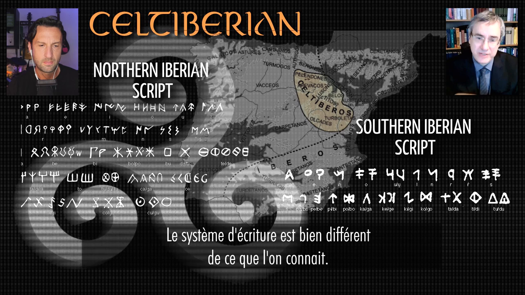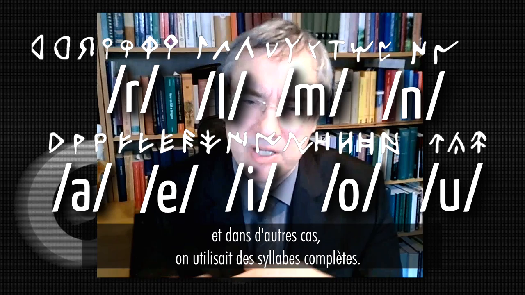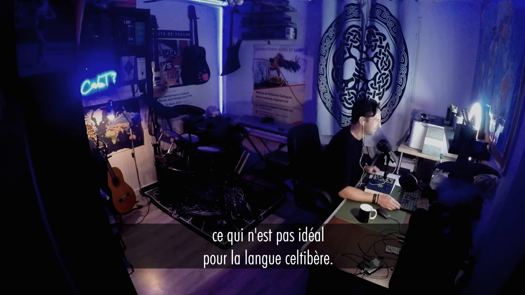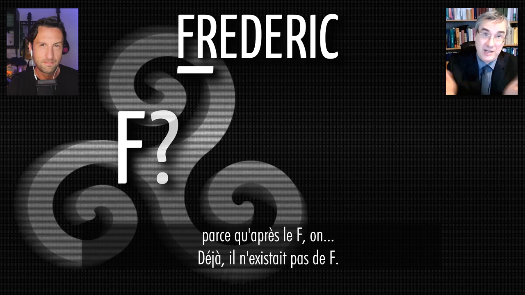It's not an alphabet. It's what we call a semisyllabic script, which means that some of the signs in that script are alphabetic signs, a, e, i, or u, for instance, or l, m, n. But stops, for instance, could only be expressed as syllabic signs. So you could only write da or de or di or do or du, and each of those five had a different letter, which is not ideal for the Celtiberian language because, for instance, you couldn't write your name Frédéric, okay, so he starts with fr. You couldn't write fr in that writing system because you didn't have an F in the first place, so that was another problem.